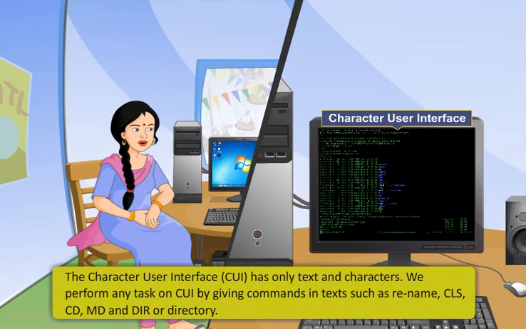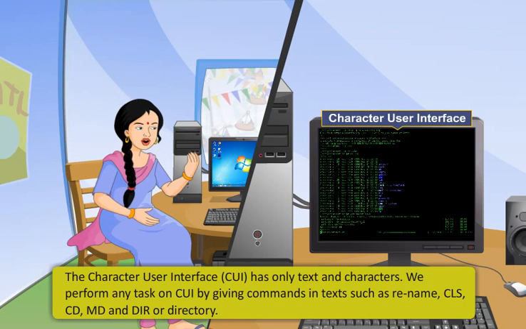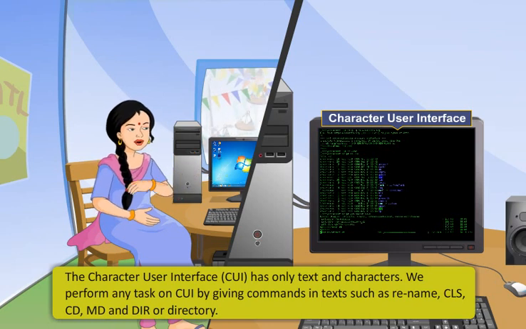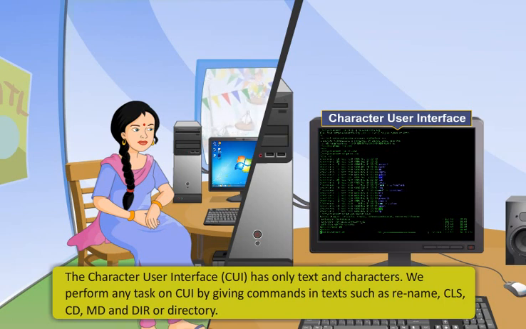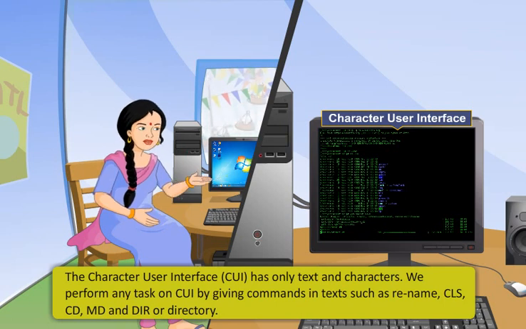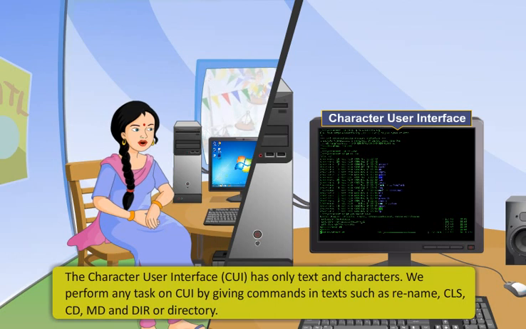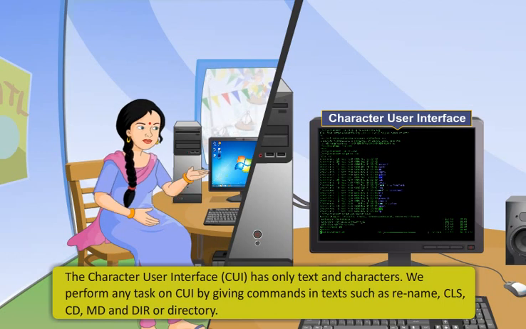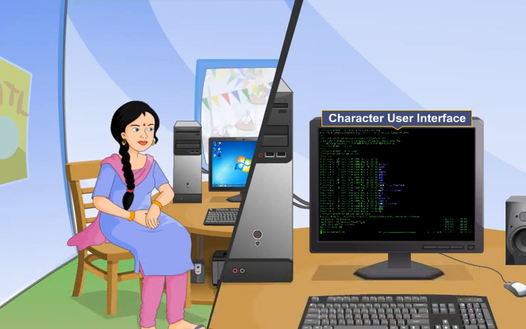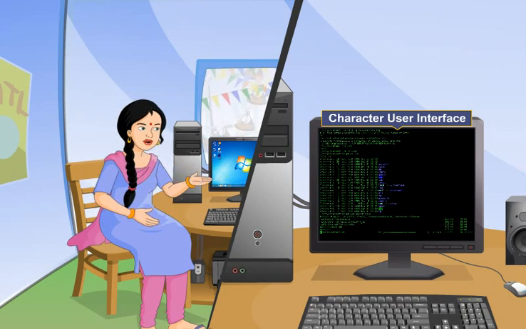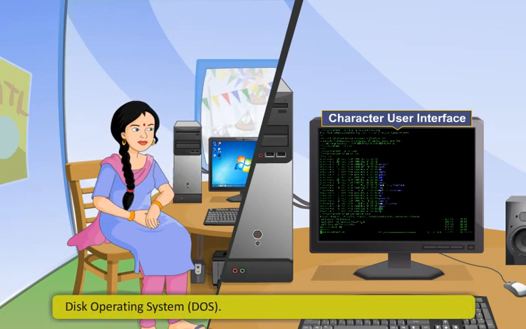Character user interface does not have any icons or images. It works using only text and characters. We can perform tasks on CUI by giving commands in text, such as rename, CLS, CD, MD, and DIR or directory. An example of CUI is the disk operating system.